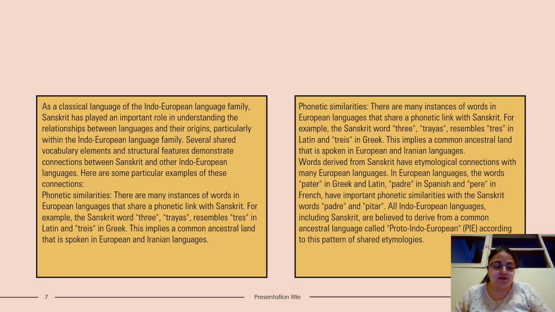Here are some particular examples of these connections. Phonetic similarities. There are many instances of words in European languages that share a phonetic link with Sanskrit. For example, the Sanskrit word for three, trayas, resembles tres in Latin and treis in Greek. This implies a common ancestral language that is spoken in European and Iranian languages.